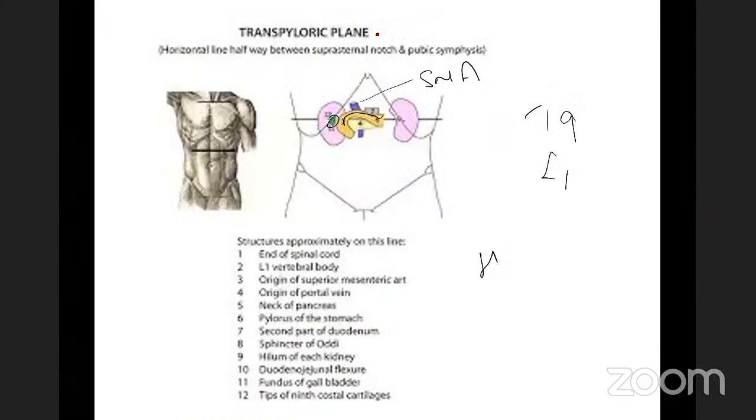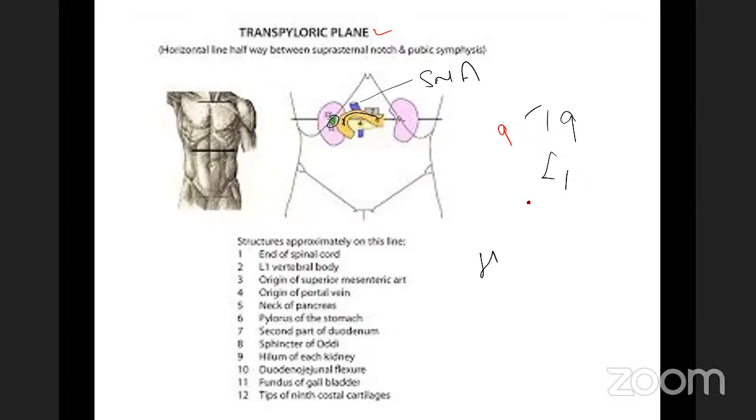So the transpyloric plane, as already discussed, passes through the 9th costal cartilage at the lower border of L1. What are the structures here? You can see the fundus of the gallbladder, the hila of both the kidneys, then you have the pylorus of the stomach. Actually, this has to be the superior mesenteric artery. So these are some of the structures which you encounter in the transpyloric plane.